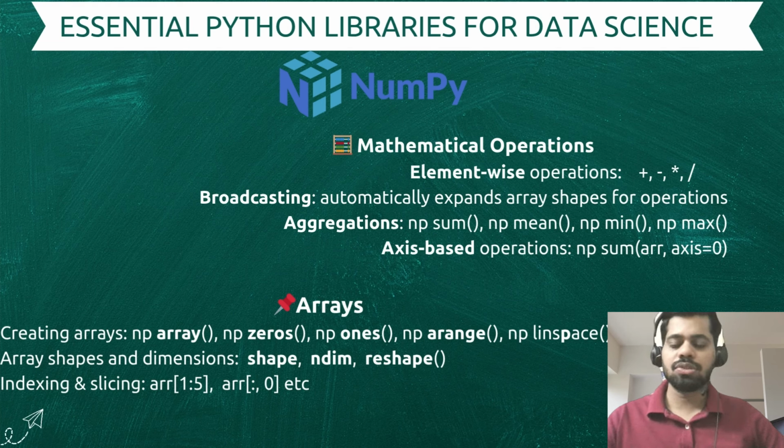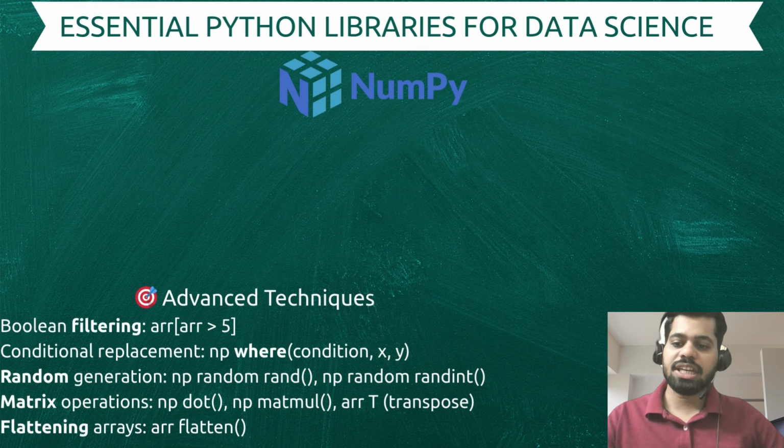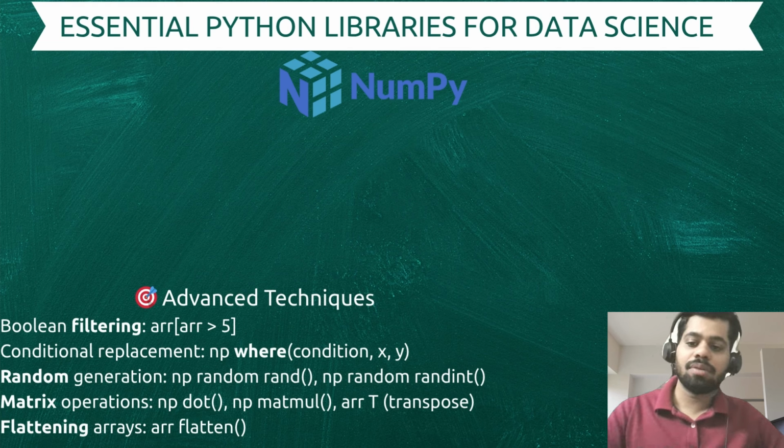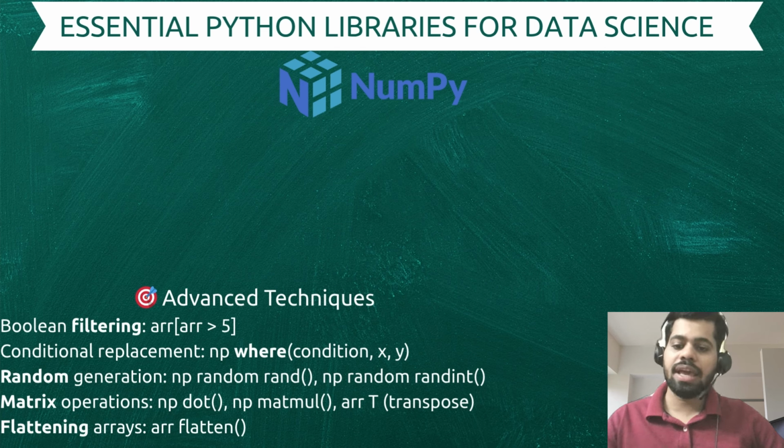Or suppose you need to expand your matrix to a particular shape. You have 2 by 3, you have to make 3 by 3. You have to aggregate some results. You need to do some operation either row level or column level, so you have to use axis equal to 0 or 1. Then some of the advanced techniques like putting where conditions, generating random numbers, doing some matrix operation like dot product or matrix multiplication or transpose of a matrix or flattening the matrix.